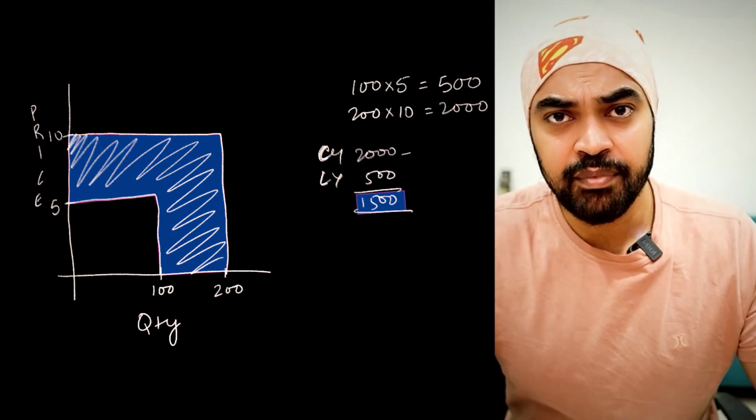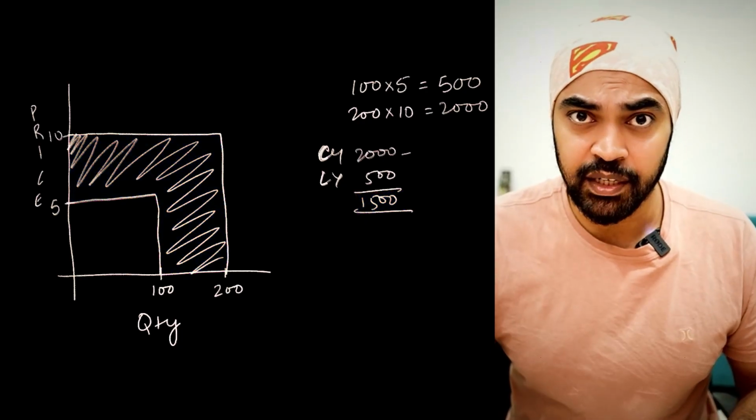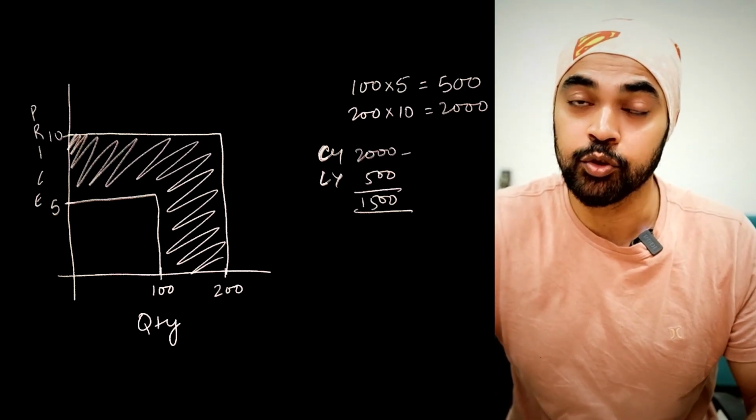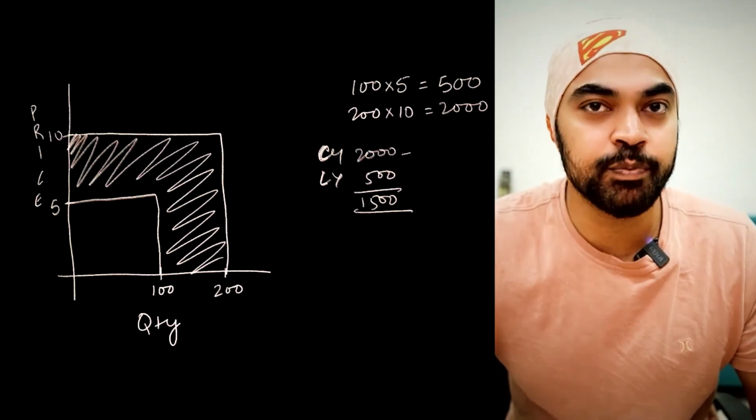Now comes the fundamental question. Okay, you grew by 1500, which is your absolute growth. How much of that growth can you allocate to price changing decisions, just because you changed the price?